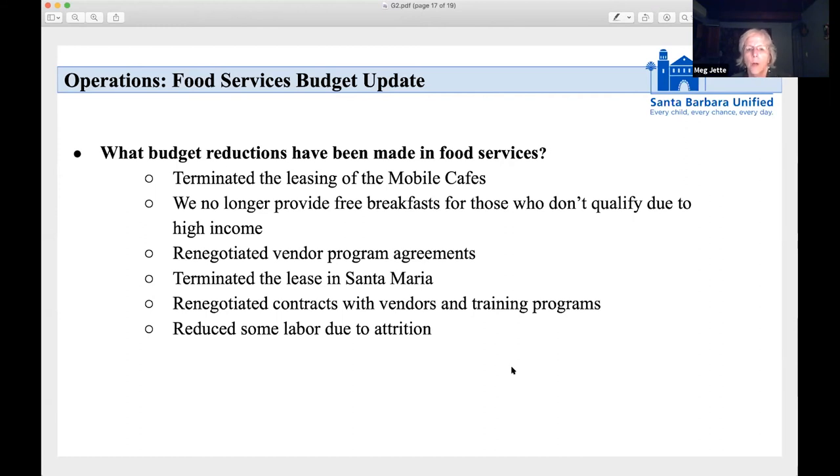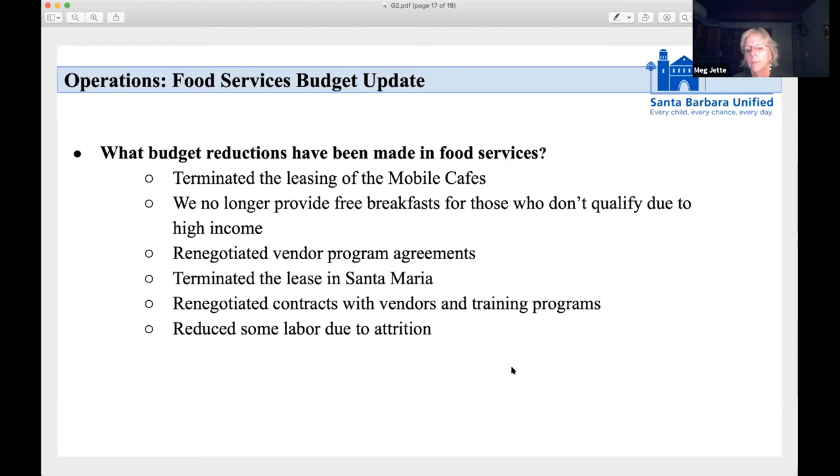We no longer provide free breakfasts for those who don't qualify due to their income being too high. And as the board is well aware, that was a huge cost to the food service. We've renegotiated our vendor program agreements. So we're not going to lose money on the vendors, and some of our vendors have not come back to us because they couldn't afford the prices that we needed to get to, so we didn't run the program at a loss.